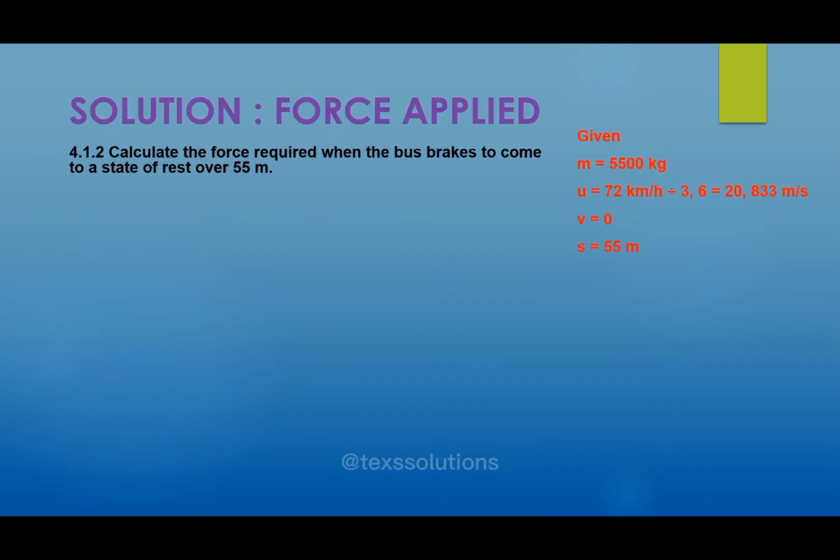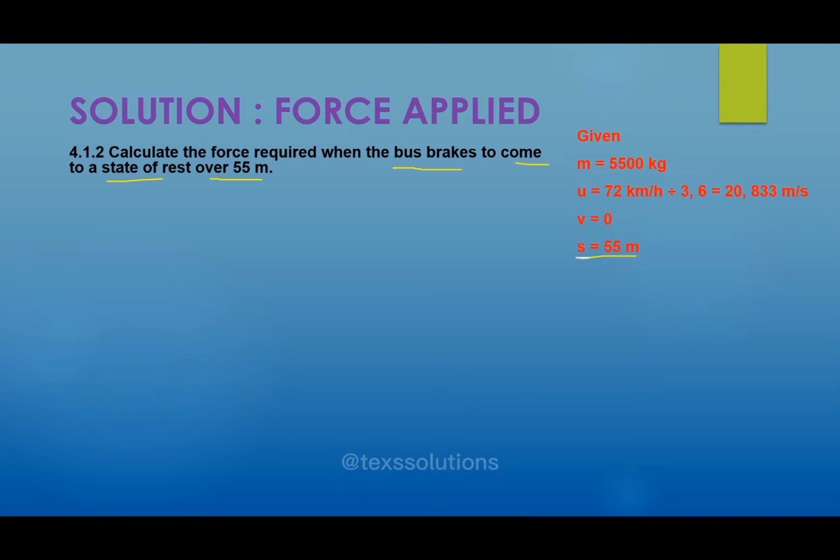Question 2 says, calculate the force that is required when the bus brakes to come to a state of rest. It wants to come to a state of rest over 55 meters. So now we are given additional pieces of information in this question. Number 1, the bus is now moving a distance or a displacement of 55 meters. So the symbol which we use to represent distance or displacement is S.